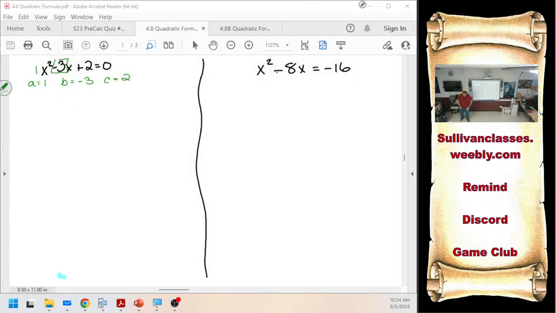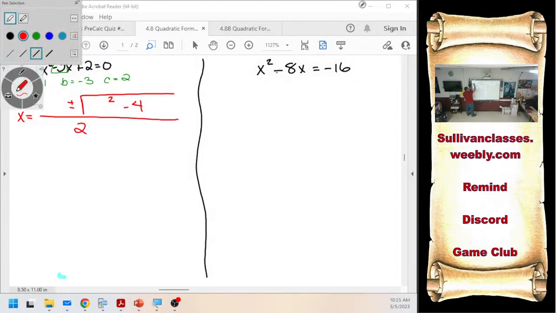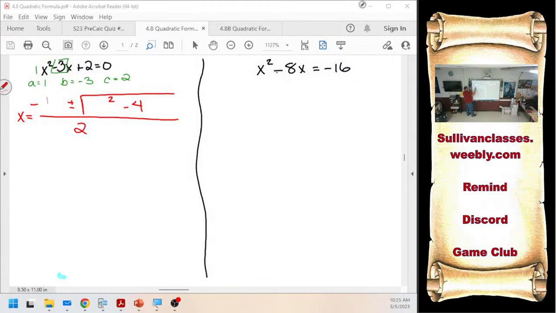If you need to put a note to yourself, do not put x's in there. A, B, and C are the numbers in front of x's. They're the coefficients. Then the formula says x is negative b plus or minus the square root of b squared minus 4ac, all over 2a.